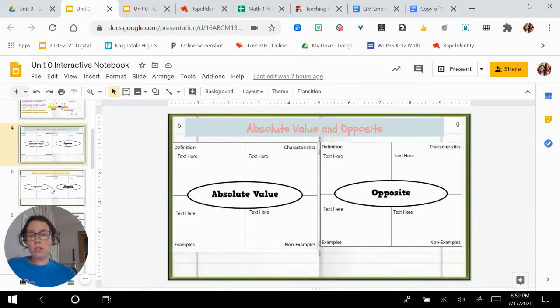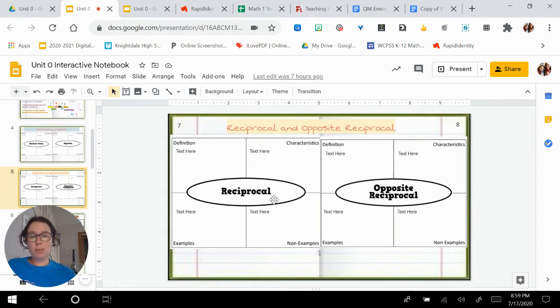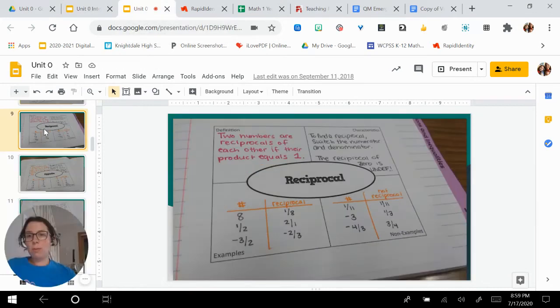All right, now the other 2 vocabulary words are reciprocal and opposite reciprocal. Again, you're going to type into the boxes, so let's see what you're going to type in. So for reciprocal, 2 numbers are reciprocals of each other if their product, remember product is a key word for multiplication, equals 1. So 2 numbers are reciprocals if you multiply them together and they equal 1.